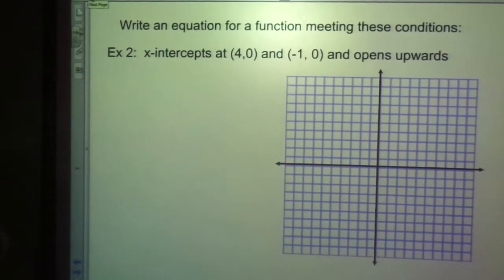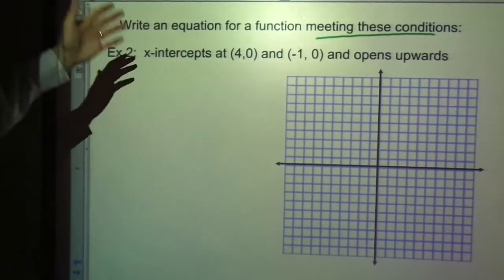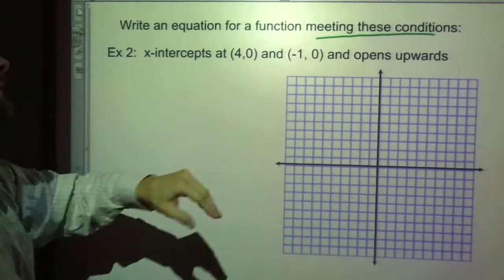Second problem, they give me information, and they say, write an equation that meets these conditions. If this is all I know about it, that there are x-intercepts at 4, 0 and negative 1, 0, and it opens up.